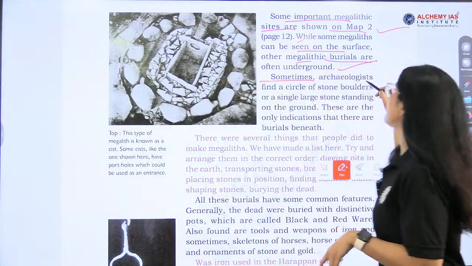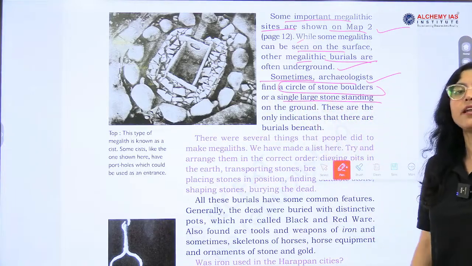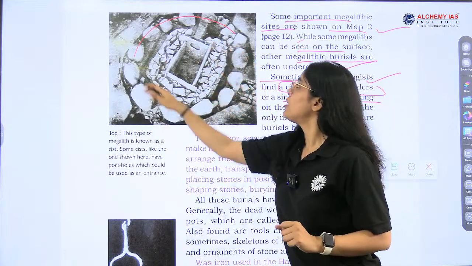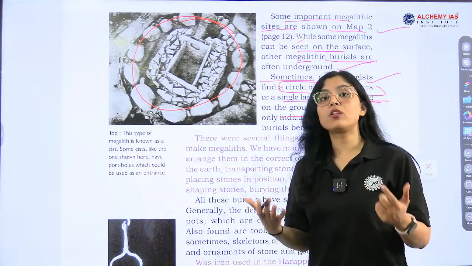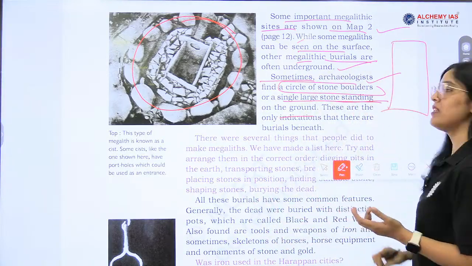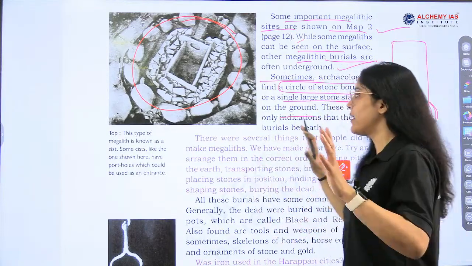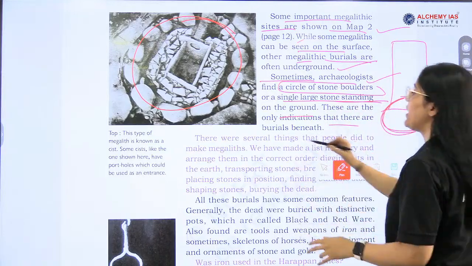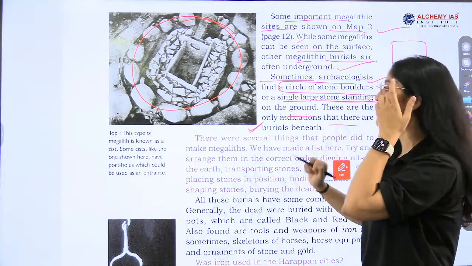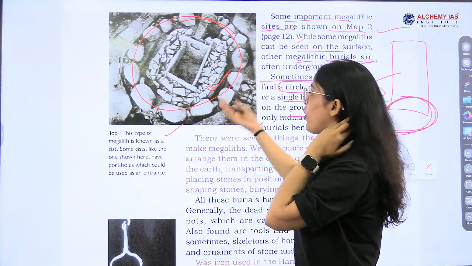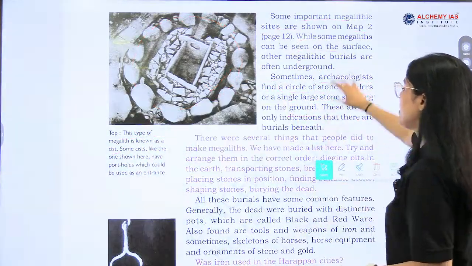Sometimes archaeologists find a circle of stone boulders or a single large stone standing on the ground. So there were circles also. And then a single stone was also there, standing on the ground like this. This stone is to mark the burial site. These are the only indications that there are burials beneath, to mark the burial place. This type of megalith is known as cyst.